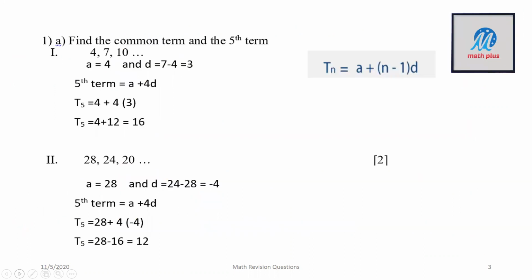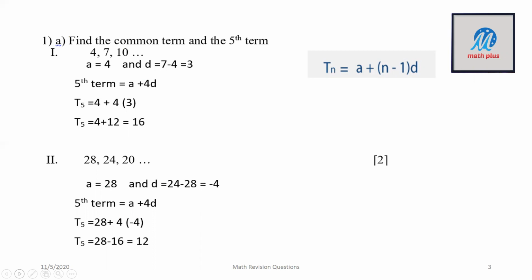Right. Find the common term and the fifth term. Now, this is my sequence. It's 4, 7, 10. Now, when you want to find the fifth term, the first step you should do, you have to find the first term and the common difference. Now, according to this sequence, I know my first term is 4. First term means the first number, it's 4. How can I find the common difference?